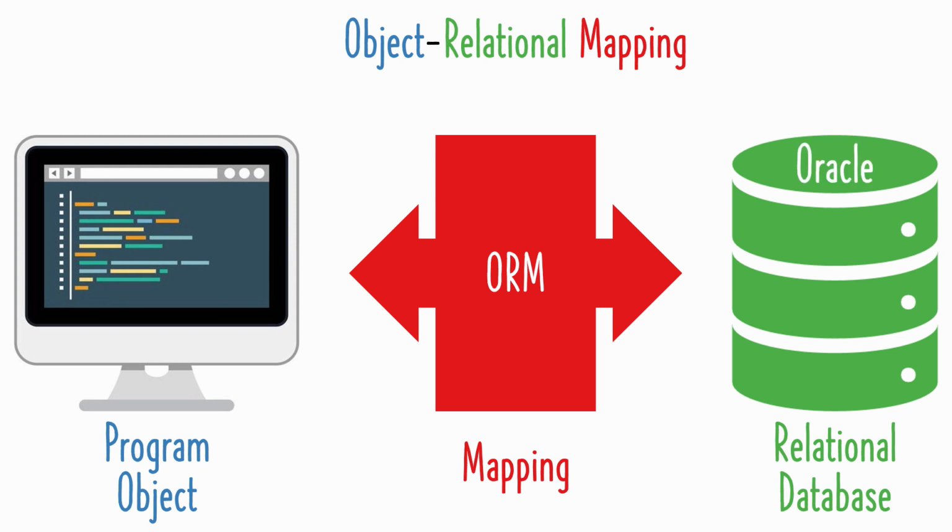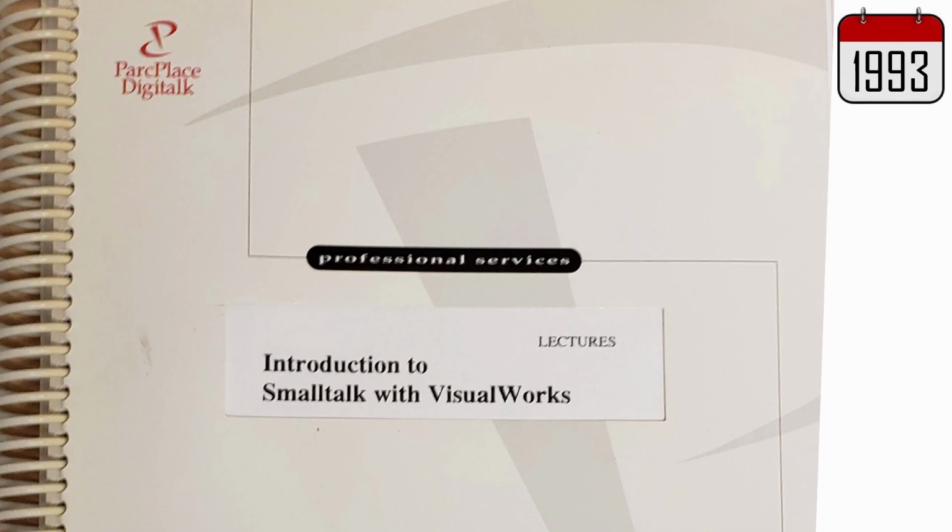An ORM abstracts away the database system, so you can migrate your database from, say, Oracle to Snowflake and still use the same object method calls to interact with the tables. The first ORM was named Object-Lens, and it was released in 1993 for a language based on Simula named Smalltalk.